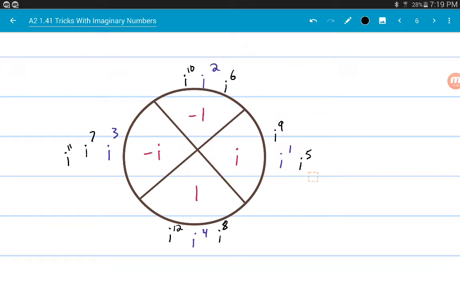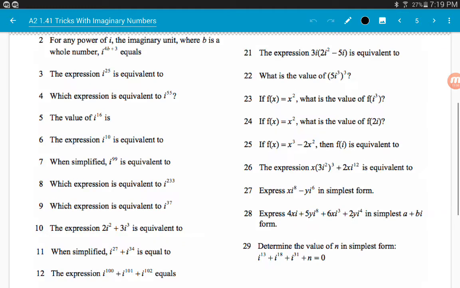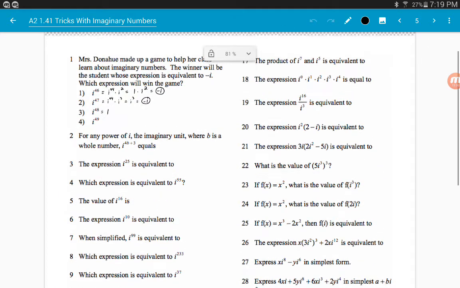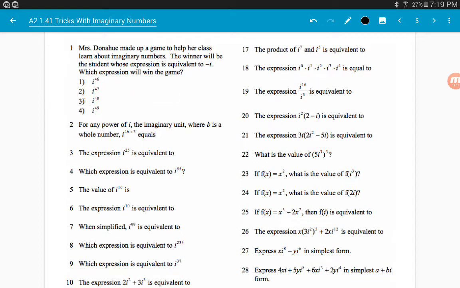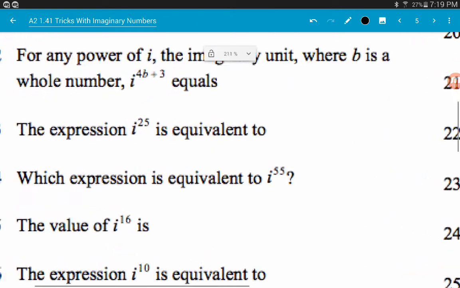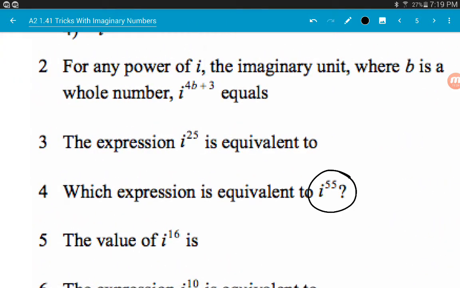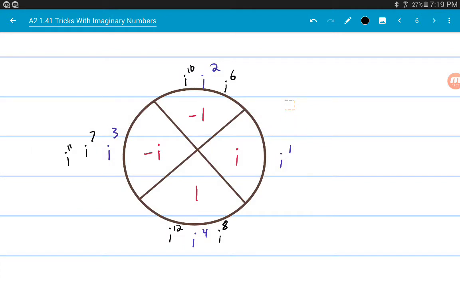So if you look at example number 1 on your sheet, I'll show that real quick in case you want to copy it down. This is on the back side. Or rather, we already talked about number 1 in class, so let me pick a different one with a larger power. Let's talk about question number 4, i to the 55th. If I wanted to talk about i to the 55th, I certainly don't want to count around over and over again until I get to 55.